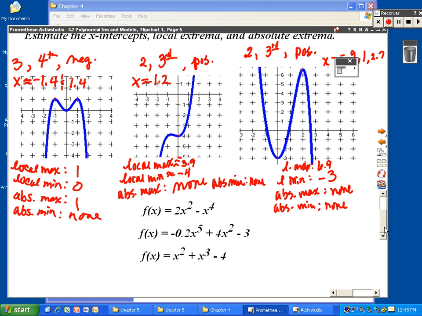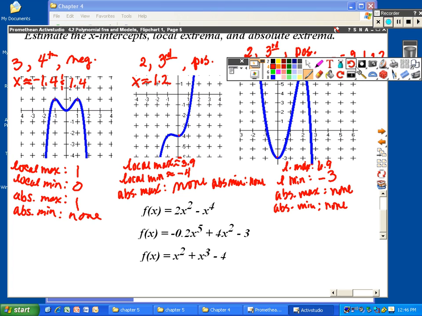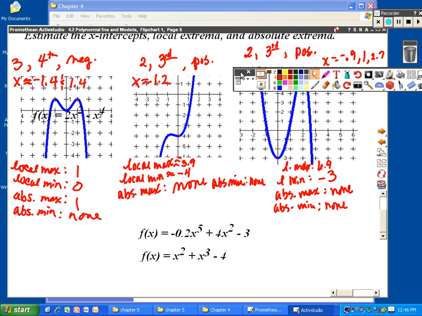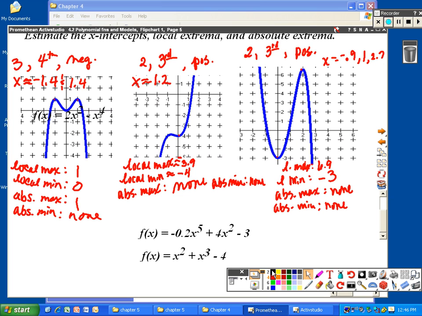And match. Actually, you won't be able to do that on the video. So we said this needs to be a 4th degree. So we would have to take this one. This one, we said, has to be 3rd degree positive. This one looks the same, but one of them is a 5th degree.